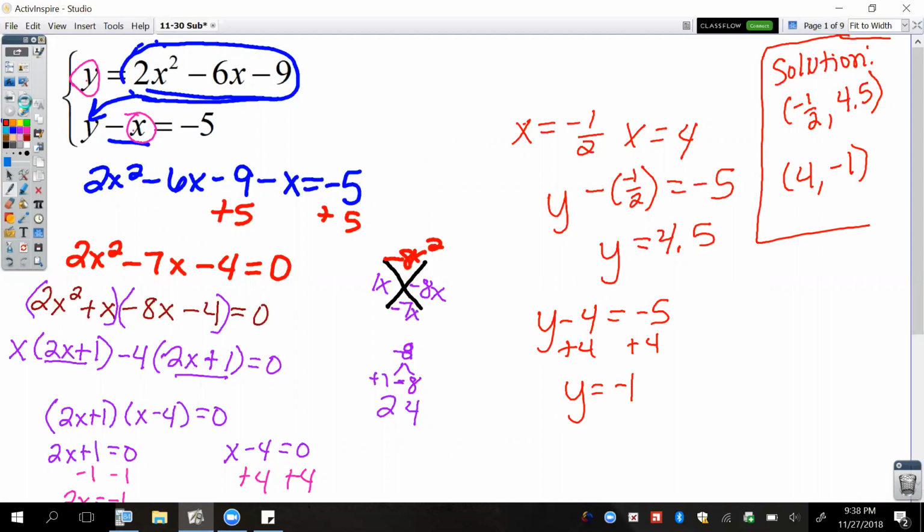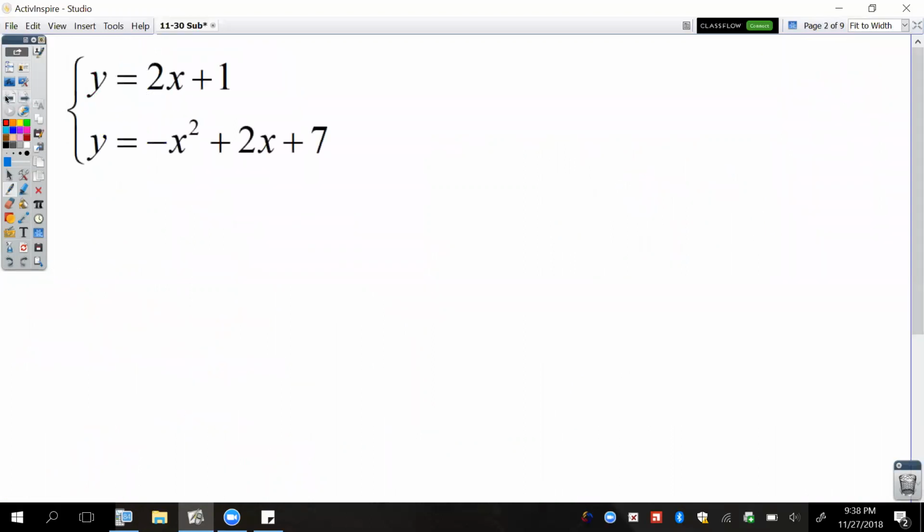Okay, let's look at another one. So this one right here, notice both of them are y equals. Since both of them are y equals, we're just going to set them equal to each other. So I'm going to have negative x squared plus 2x plus 7 equals 2x plus 1. We can move this either way, but our goal is to get this into standard form to see what we can do. So we're going to subtract 2x and subtract 1.